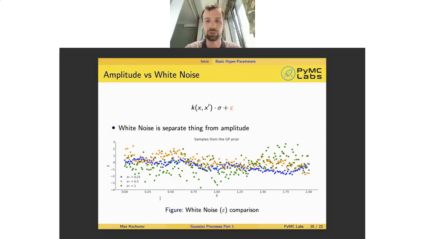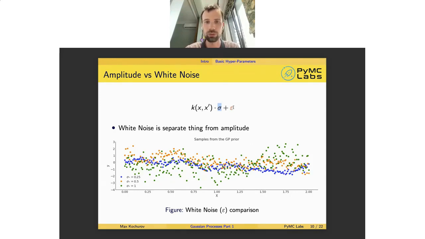And you won't be able to draw a smooth line through all these dots. It will be messy. The only thing you can think of is a smoothed, windowed function of observations. And it is expected that if you have huge epsilon compared to sigma, then you won't be able to infer the kernel parameters because noise just dominates.